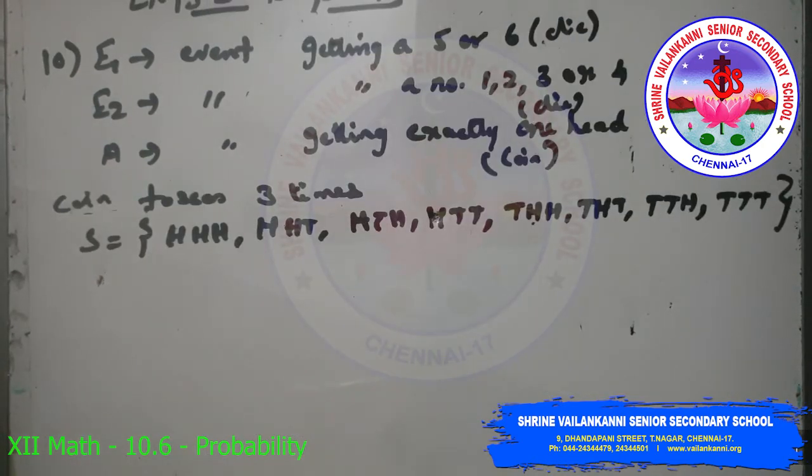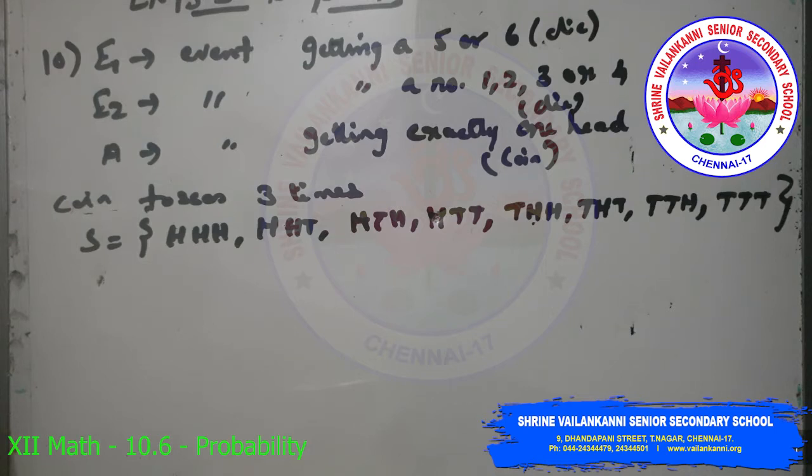So 10th question, suppose a girl throws a die. If she gets a 5 or 6, she tosses a coin 3 times and notes the number of heads. If she gets 1, 2, 3 or 4, she tosses a coin once and notes whether a head or tail is obtained. If she obtained exactly one head, what is the probability that she threw 1, 2, 3 or 4 with the die? So here a girl throws a die.